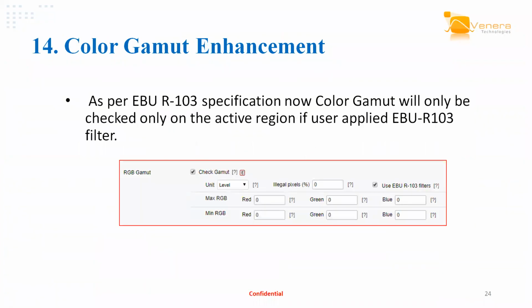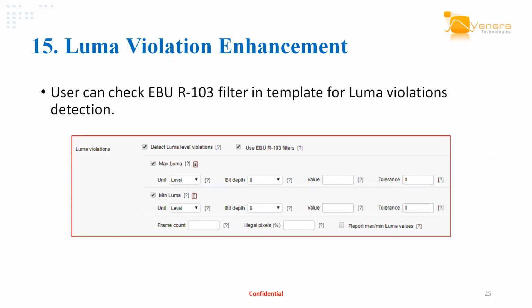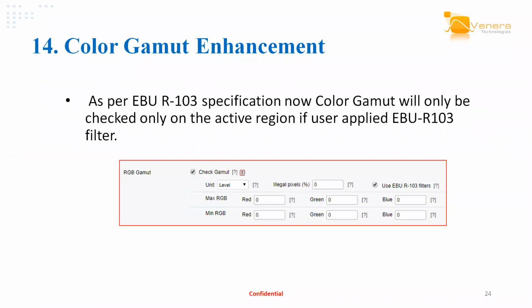The next two checks I want to tell you about are for color gamut enhancements we have done and Luma violation enhancements. In both cases, we have now added the ability to use the EBU R103 filter. In the past, we were not using the R103 filter, and as a result, you would potentially get false positives of errors for color gamut or Luma violation. Whereas with the use of the filter, we only look at the active region for those values, so the content may actually be correct and valid if you use the filter properly.